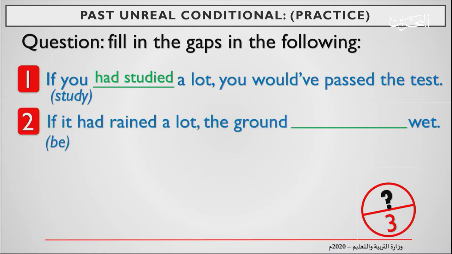If it had rained a lot, comma, the ground gap, wet, full stop. You have to use be between the parentheses. 5 seconds. Now let's check the answer. The answer is would have been. If it had rained a lot, comma, the ground would have been wet, full stop.